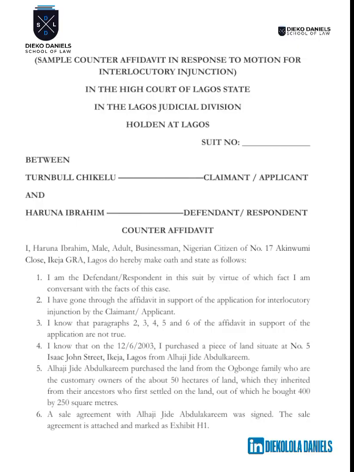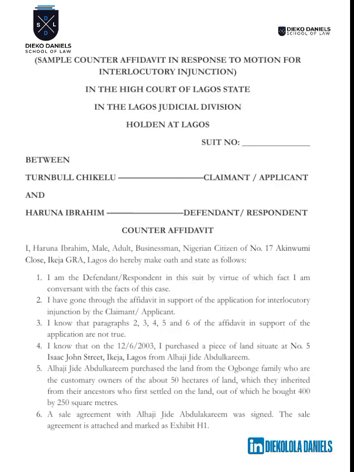Now, the deponent in this case has said that I know that on the 12th of June 2023, I purchased a piece of land situated at number 5 Isaac John Street, Ikeja, from Alhaji Jide Abdulkarim. Now, paragraph 5 says Alhaji Jide Abdulkarim purchased the land from the Ogbonge family, who are the customary owners of about 50 acres of land, which they inherited from their ancestors who first settled on the land, out of which he bought 400 by 250 square meters.